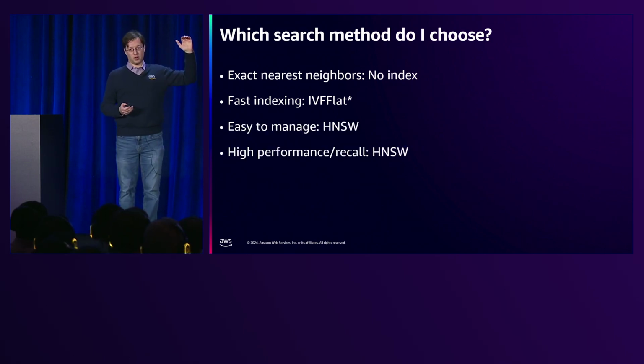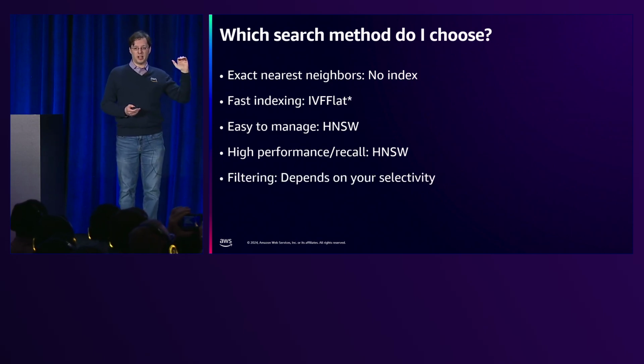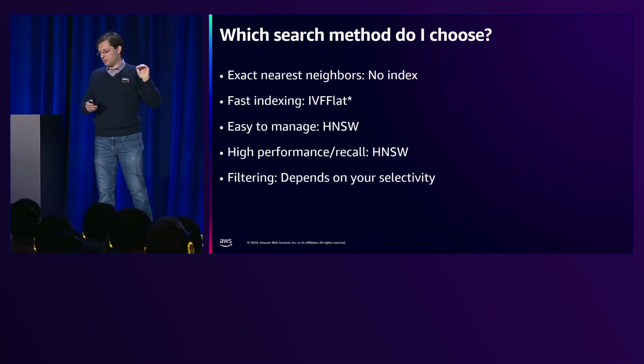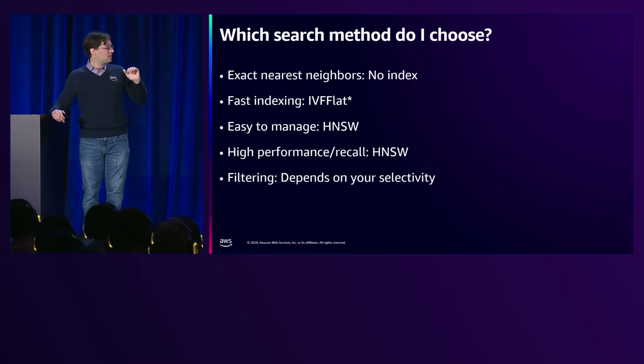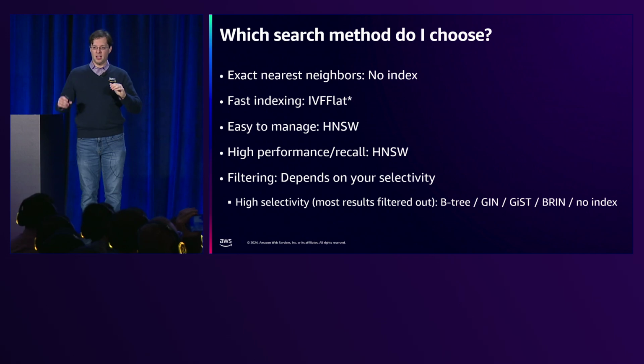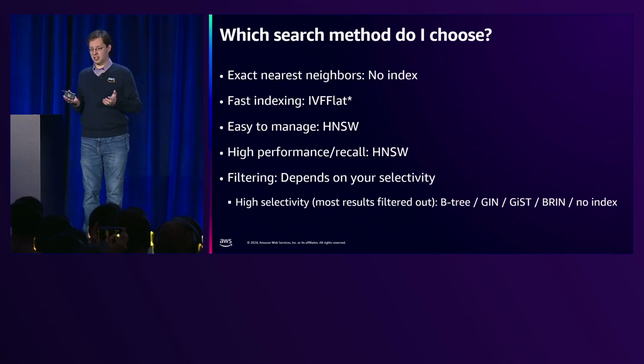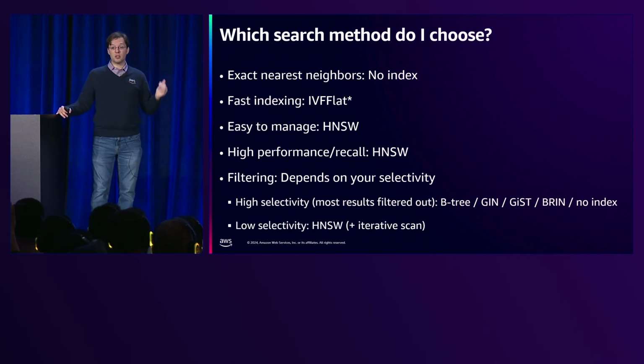But pretty much for most other things, you're going to end up using HNSW in some way, shape, or form, with the exception of filtering. And filtering is going to be the topic we're going to spend a lot of time on today, because it's going to be all about selectivity. If you have data that's highly selective, meaning your filters eliminate most of the rows, you might not want to use an HNSW index. You might want to use a traditional index, which will do this operation very effectively. But if you have low selectivity, you'll probably want to use an HNSW index because it will be overall faster.